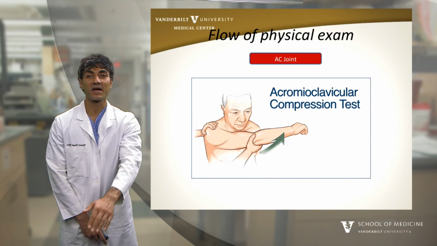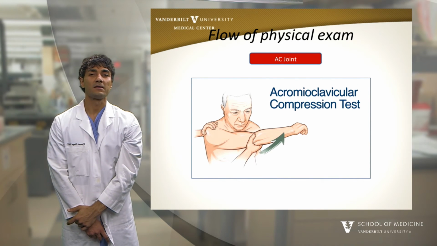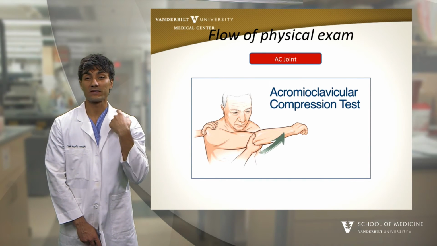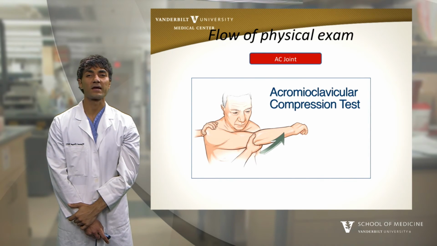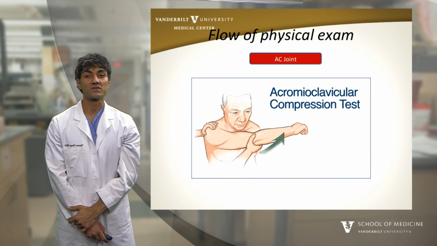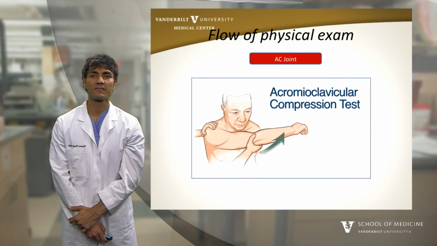Another specific test is the cross-body test. This is essentially where you have them adduct their arm across their body. If they're having severe pain right along the acromioclavicular joint, you may think about AC joint arthritis as the possible cause for their pain. In younger weightlifters, this could be due to distal clavicle osteolysis as well.